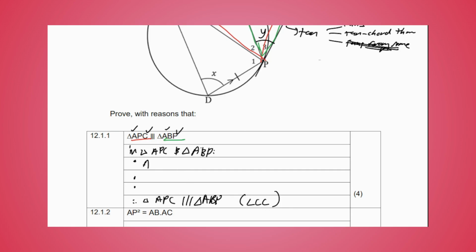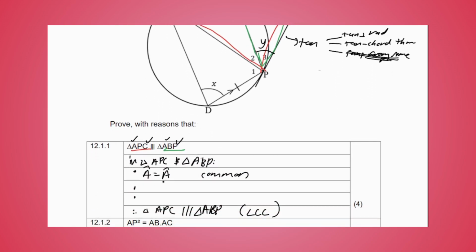Okay, so A is equal to A because it's common. The C and the P, let's just check. C is actually called C2, and the P is actually called P3. They are equal, and I'm just going to add the equal to Y there because of the tan chord theorem.